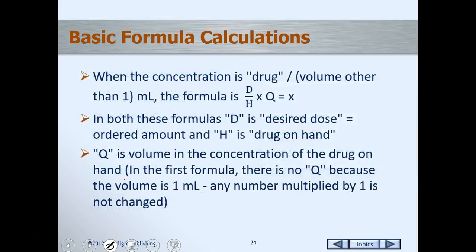Now, the other piece of this basic formula is what we call the D over H times Q formula. This is when the volume is something other than 1 milliliter. In both these formulas, D is the desired dose and H is on hand. In this one, Q is the volume, the concentration of the drug is in. So we don't have the Q in the previous one because it is 1. So 1 times 1 is 1.